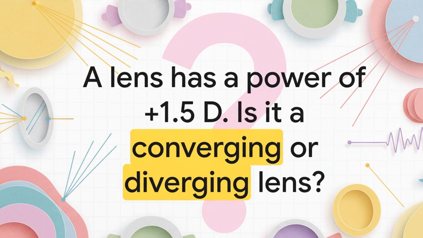Okay, final challenge. A doctor's prescription says a lens has a power of plus 1.5 diopters. What does that little plus sign tell you? Well, positive power means it's a convex lens. And what do convex lenses do? They converge light. Exactly. You nailed it.